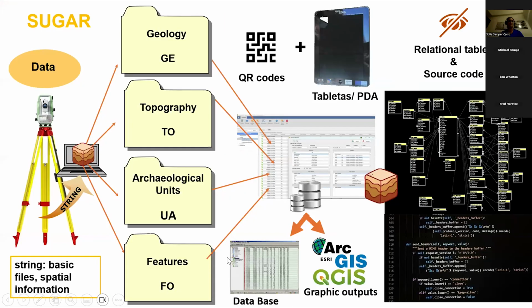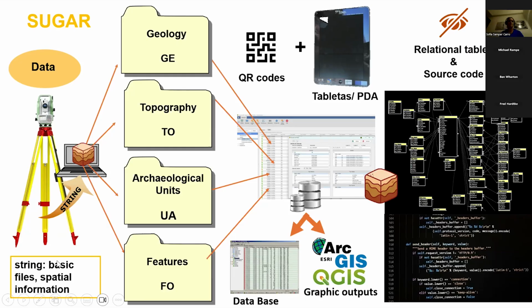This methodology we are presenting produces a complex relational database that organizes all data into basic folders that contain spatial information on the geology, the topography, the archaeological units, like the occupation floors, and the features we found on the site. So from this data in the field, then to the laboratory, the QR codes facilitate the search for any of these artifacts and also the entry of new data into the database.